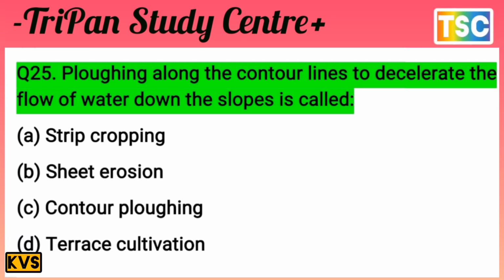You must have thought of your answer. Let's see what our answer is to this question. The answer is clear-cut, because the ploughing is along the contour line. Strip cropping is not it, sheet erosion is not it, terrace cultivation is not it. The answer here is contour ploughing. That's important. The topic was till this. We will do the next topic in the next part.